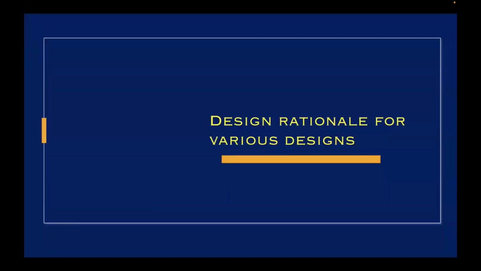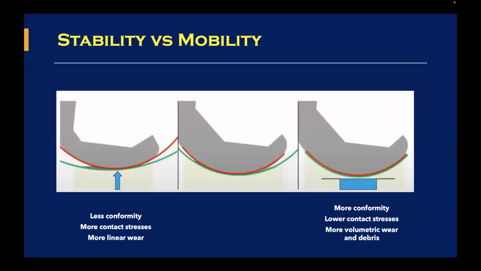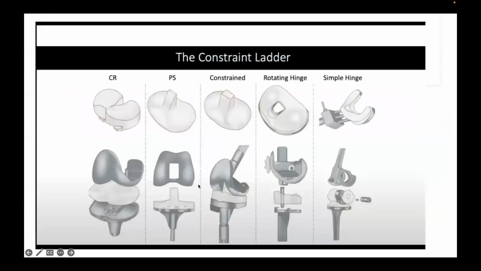So let's discuss the design rationale for various designs. When the conformity is less, there is more contact stress and more linear wear. And when the conformity is more, there is lower contact stress, but more volumetric wear and debris formation. So as you go up the constraint ladder, the CR comes at the bottom. And as you go up, there is PS, the constrained condylar, the rotating hinge, and the simple hinge.